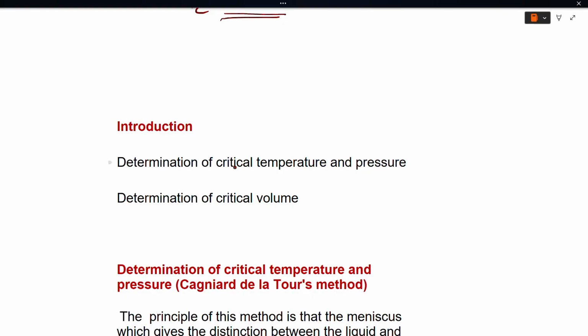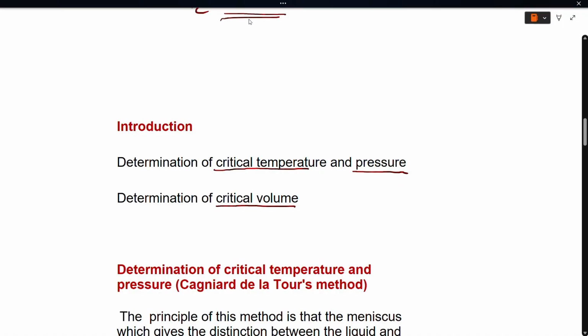we will have two methods. One method is for determination of critical temperature and pressure simultaneously, and there will be another method, that is determination of critical volume. So, there are two methods. One method is for critical temperature and pressure, which we will be determining simultaneously. The other one is for critical volume. So, Tc and Pc we will find together, but Vc we will find out separately.